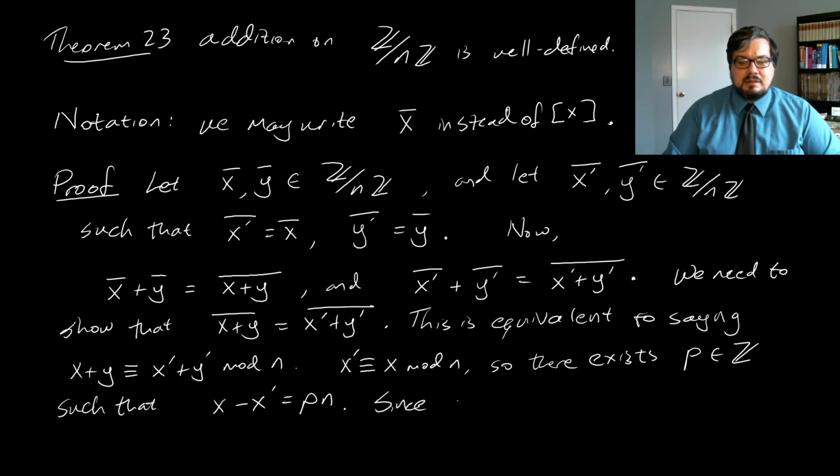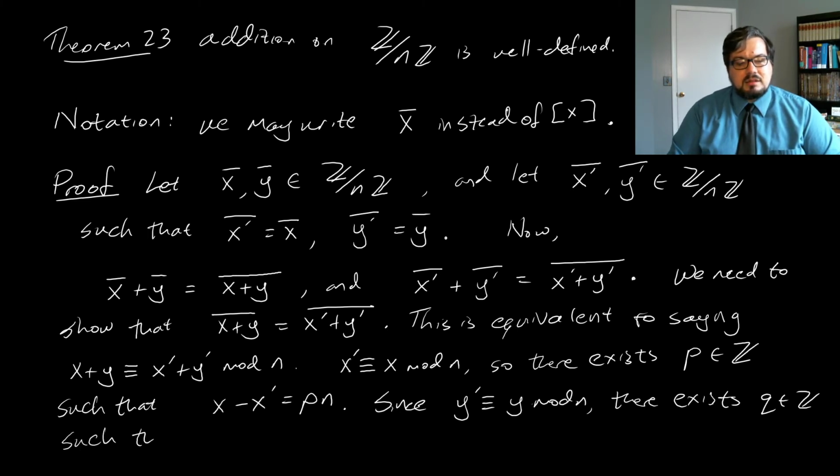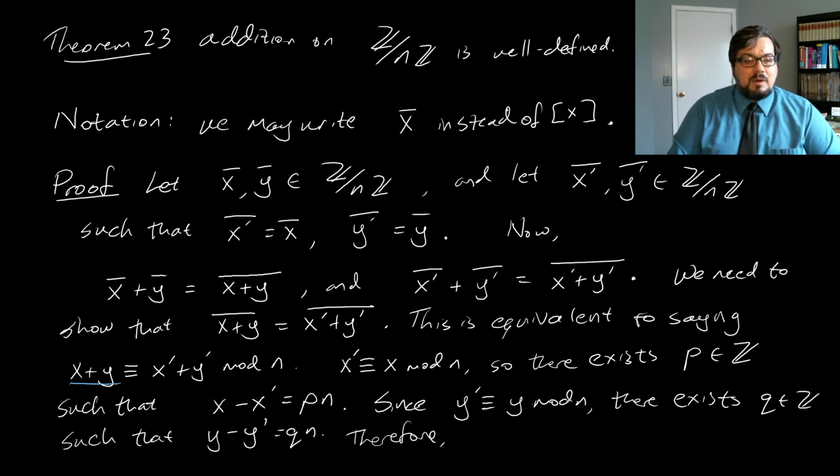Since y prime is congruent to y mod n, there exists q such that y minus y prime is equal to qn. Therefore, this means that if we want to compare x plus y and x prime plus y prime, we can do that in the following way.